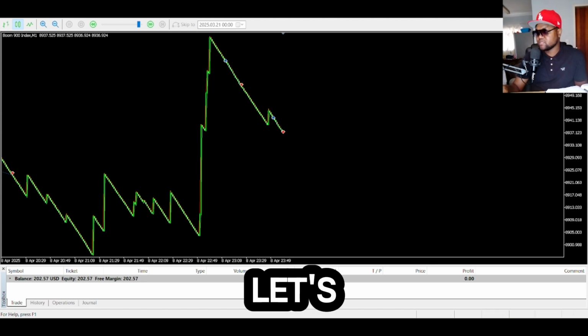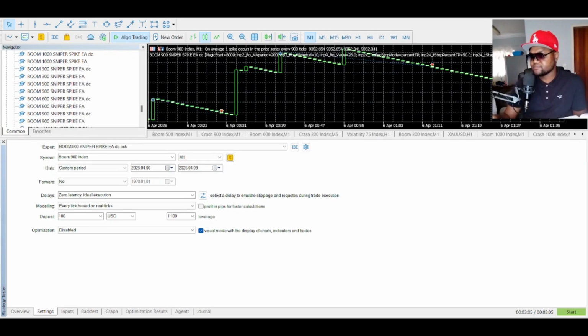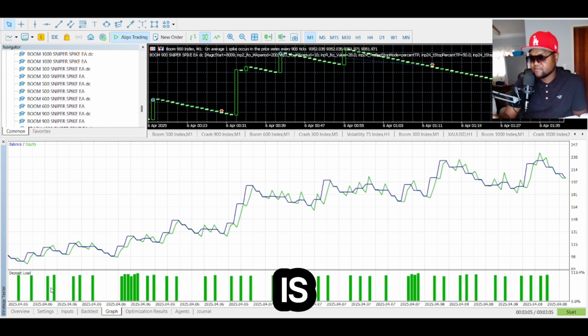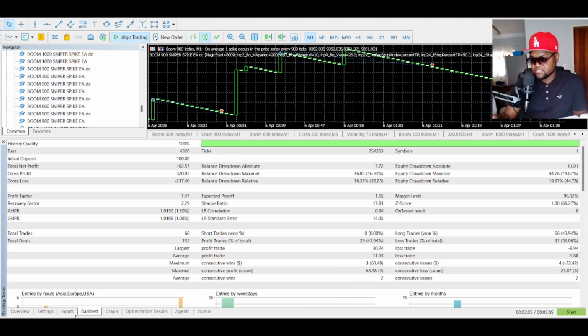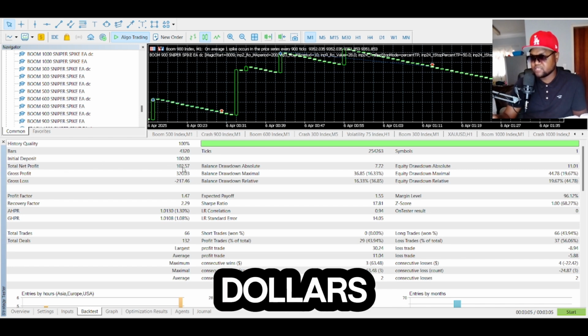Okay, so let's quickly go and check the results. Okay, so the graph is positively sloping. Let's go to the back test. Here we start with an initial deposit of 100. We're able to make a net profit of $100.